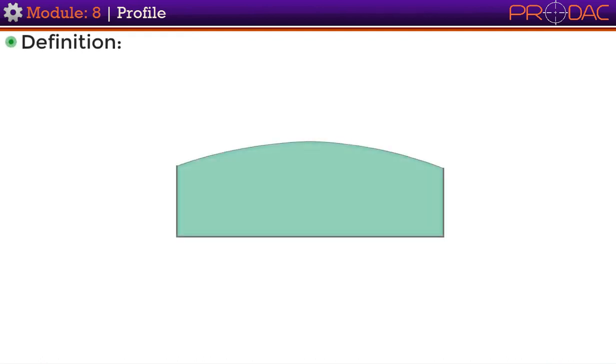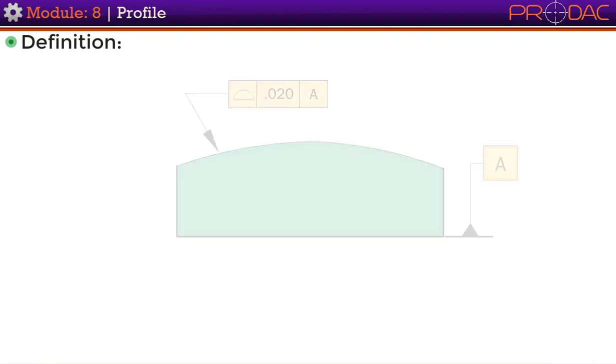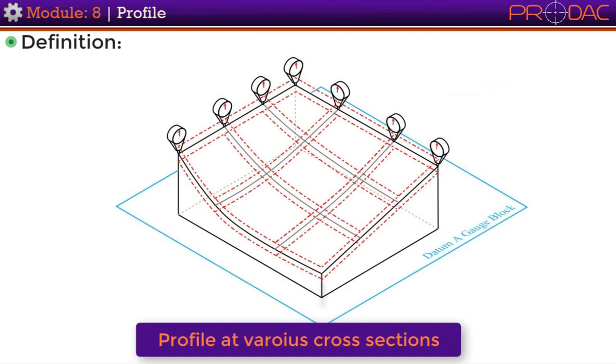How to define profile? A profile is the outline of an object. Specifically, the profile of a line is the outline of an object in a plane as the plane passes through the shape. The profile of a surface is the result of projecting the profile of an object on a plane or taking cross sections through the object at various intervals.